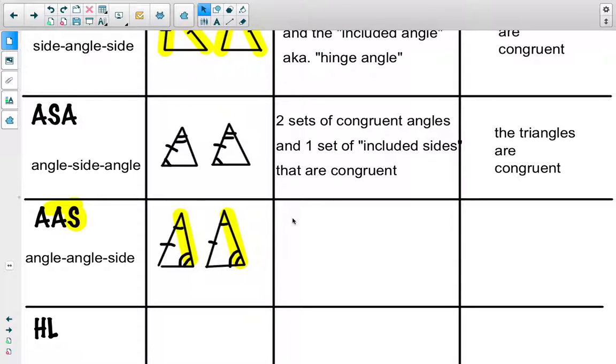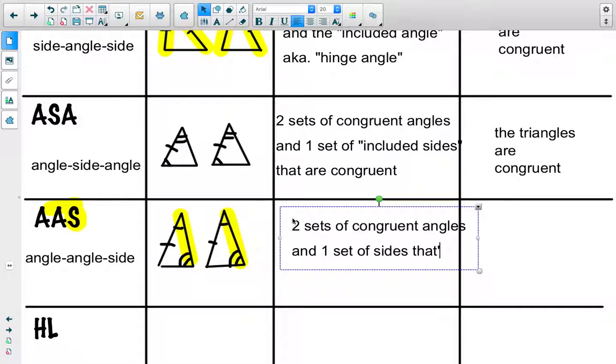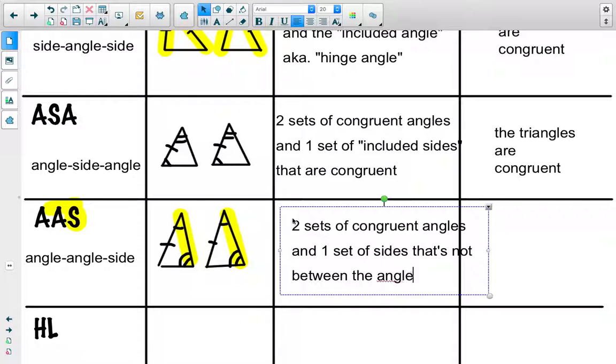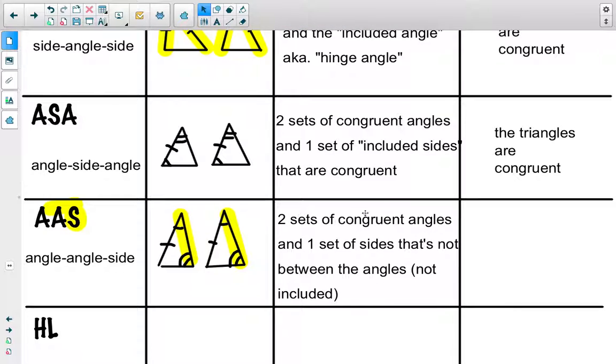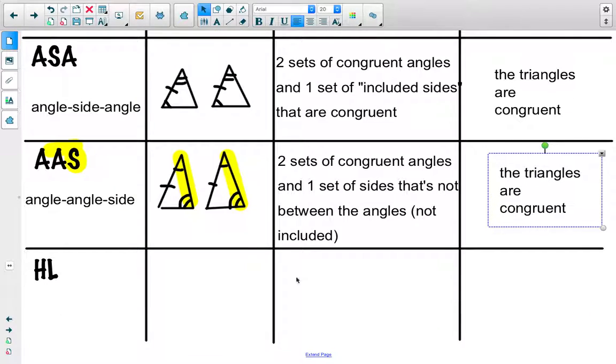All right, so what do we need to know? We need to know two sets of congruent angles, just like before, and one set of sides that's not between the angles. In other words, it's not included. All right, knowing that information is a shortcut to conclude that we have congruent triangles.